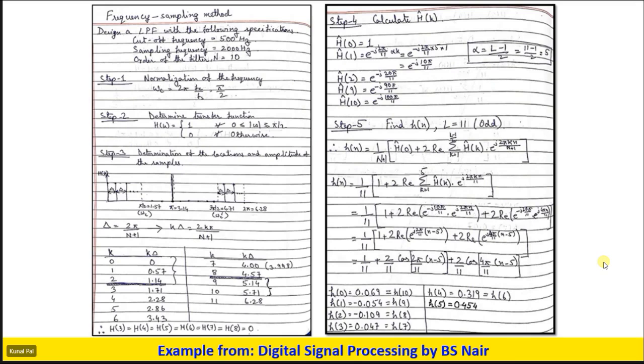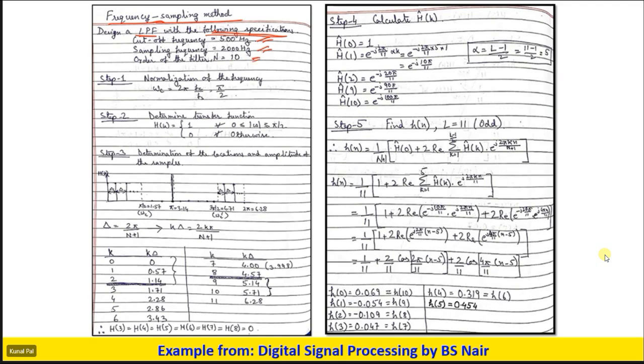Okay. Now next, let's go to the next method, the frequency sampling method. Over here we have the question: design a low pass filter with the following specifications. The cutoff frequency is 500 Hertz, the sampling frequency is 2000 Hertz, and the order of the filter is given as 10.